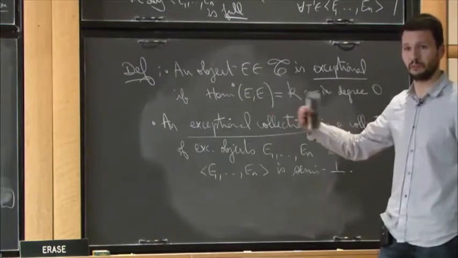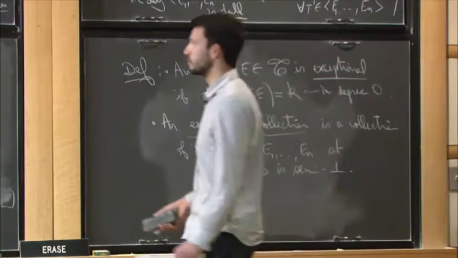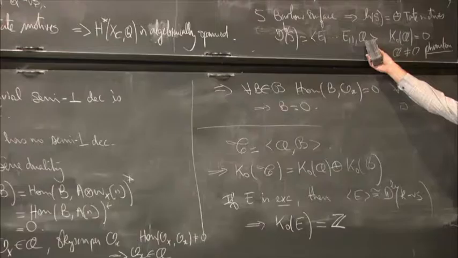Yeah, you don't know the maps, that's the trouble. And in fact, it's actually quite difficult to show that this A is non-zero.